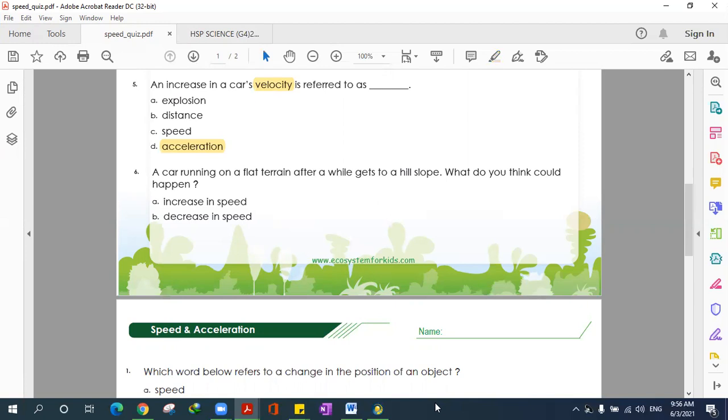What do you think? Did you understand the question? Did you understand what a terrain is? I'm not asking for the answer now. I'm saying, did you understand the question first? Can you explain what you understood from the sentence? A car running on a flat terrain after a while gets to a hill slope. So that means it's going downwards or going upwards? What do you think? Down. Down, yes, well done. So that means it will increase or decrease?